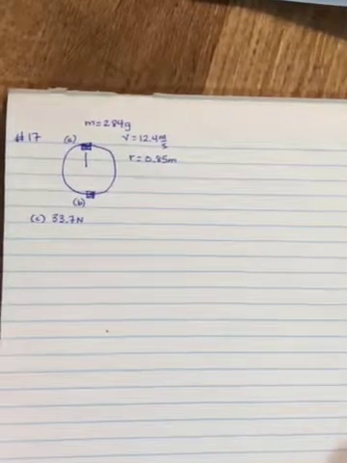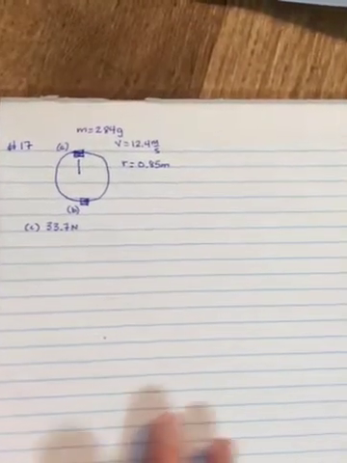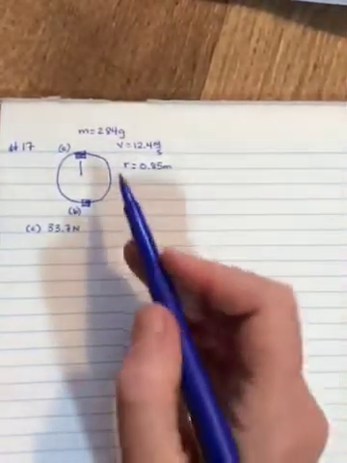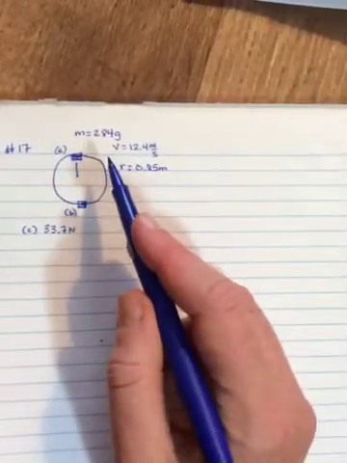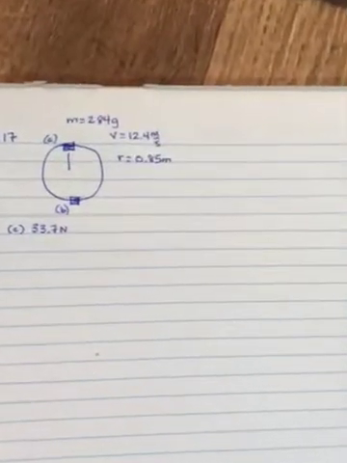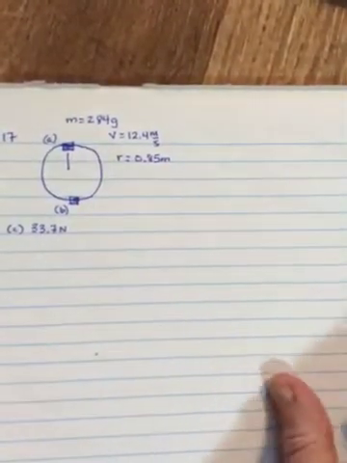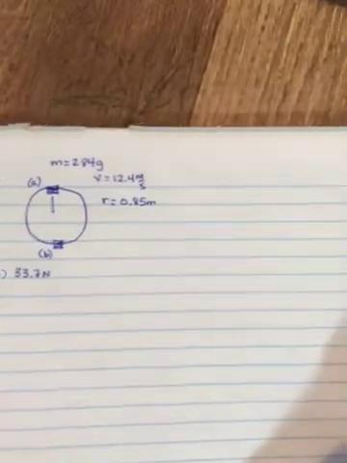Okay, question number 17 on page 559. First part, it tells us it's a stone being swung in a vertical circle, and it wants to know what's the tension at the top for part A and the tension in the bottom for part B.